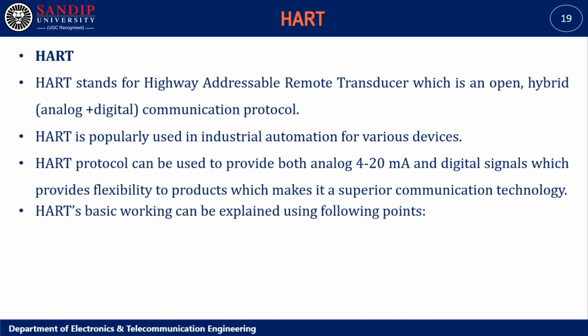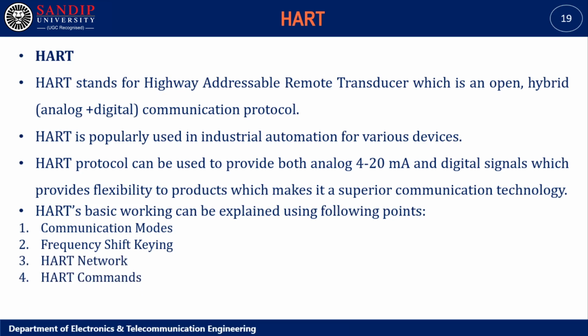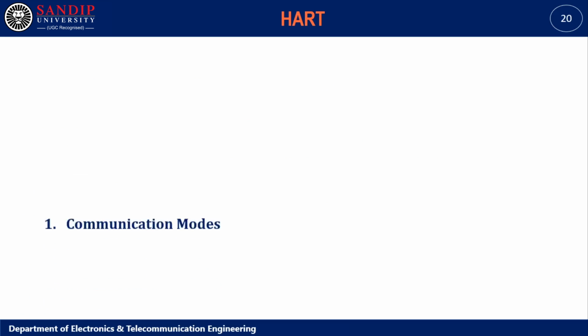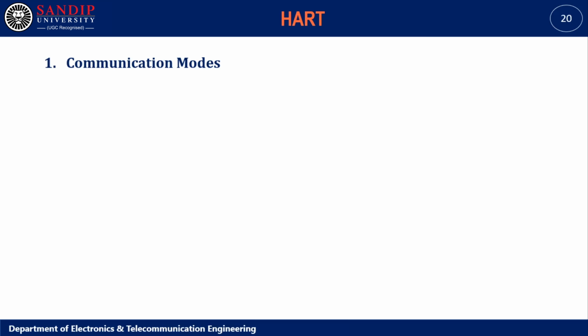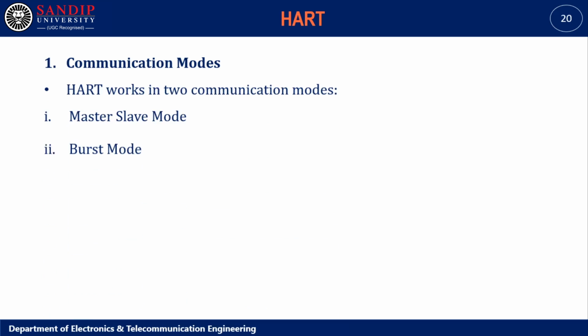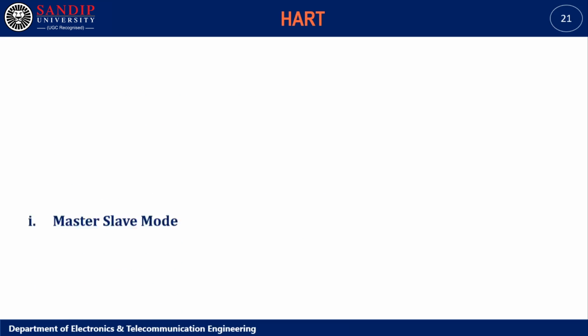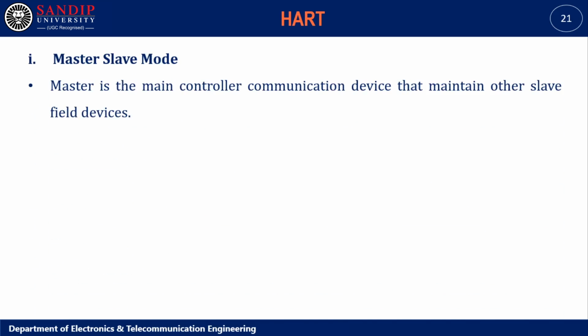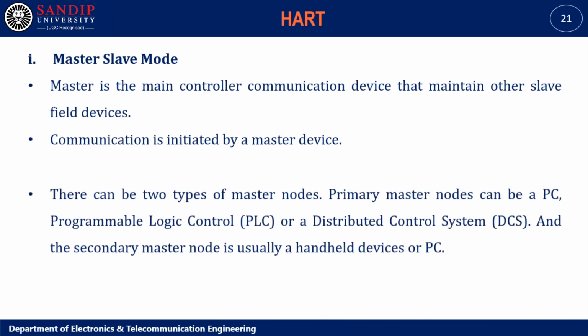HART's basic working can be explained using the following points: communication modes, frequency shift key, HART network, HART commands, HART packet structure. First, communication modes. HART works in two communication modes, that is master-slave mode and burst mode. Master-slave mode. Master is the main controller communication device that maintains other slave field devices. Communication is initiated by a master device.